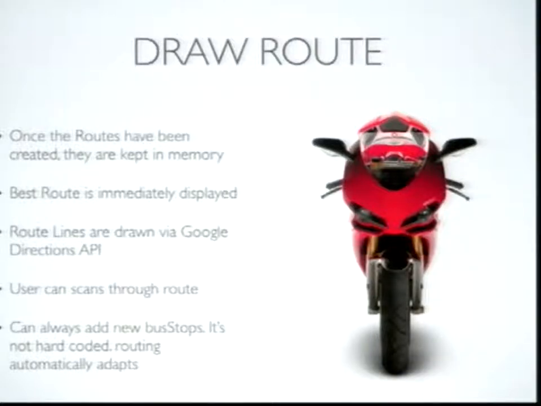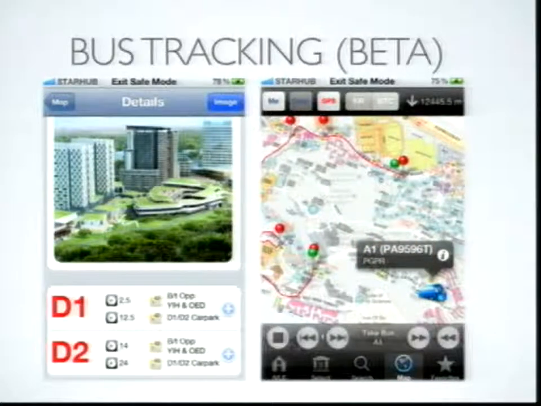I just had to update the plist file that contained all the routes. For A1 it's like this, for A2 it's like this. Yeah, so that's draw route. And last but not least is the bus tracking. Now bus tracking is basically quite simple. It just takes this information here and displays it on the map.